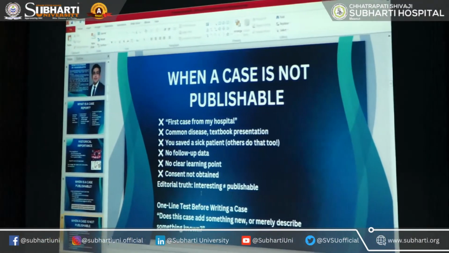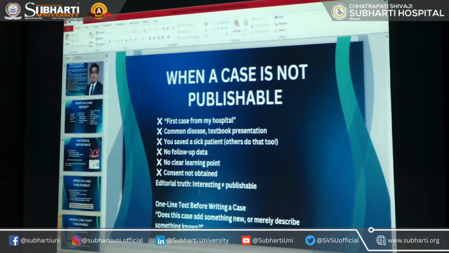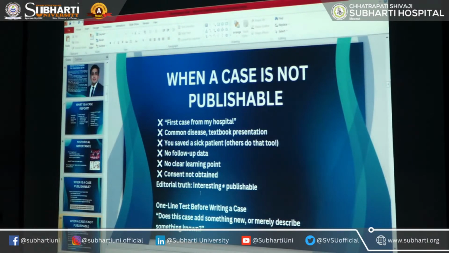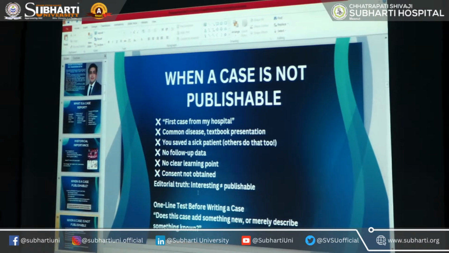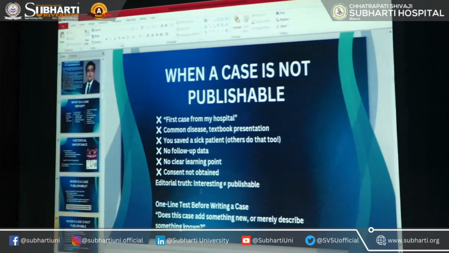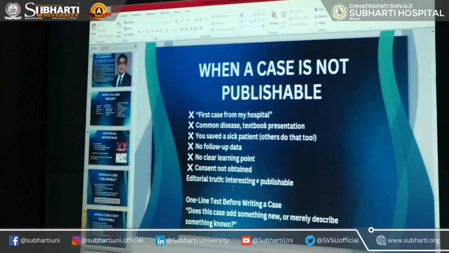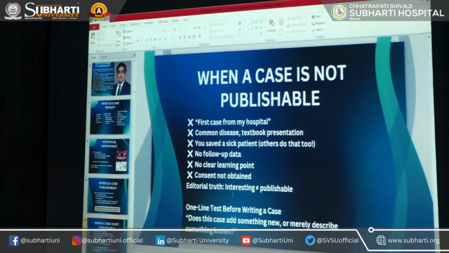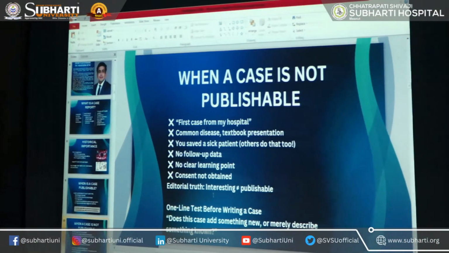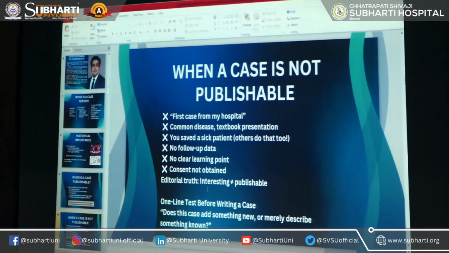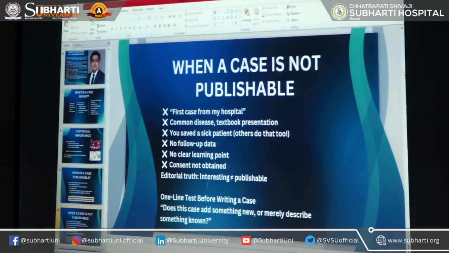Now, first thing, when a case is publishable. Now, when a case is not publishable: first, the first case from my hospital. We are a tropical country. We have a lot of diseases. Okay. And it's not that, suppose it's my first day in residency, in my first day in hospital, I got a patient of dengue, DHA fever, I should publish. No. Not the first case. Okay. And any common diseases. We don't have to take any common diseases. Okay. Data is already there. It's textbook publishable data apart from that disease.